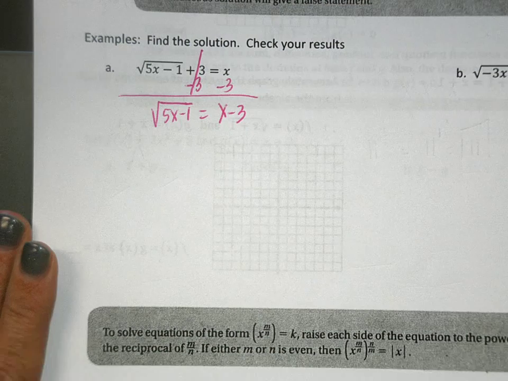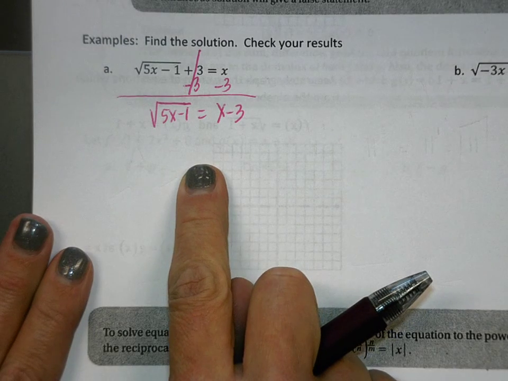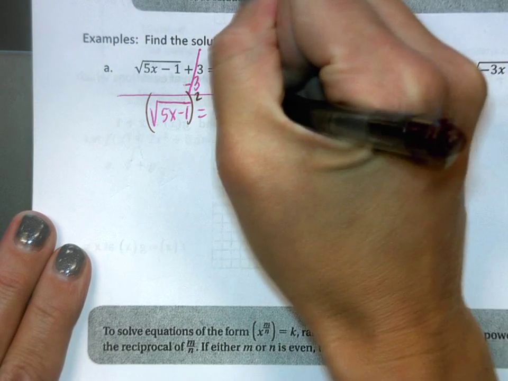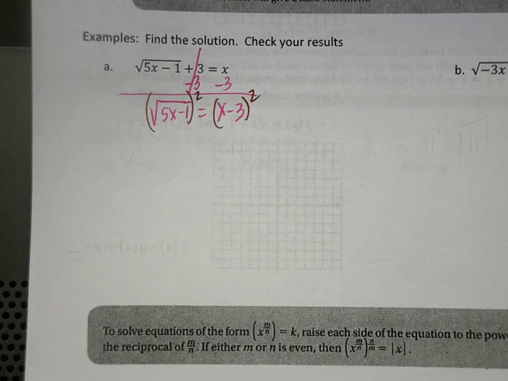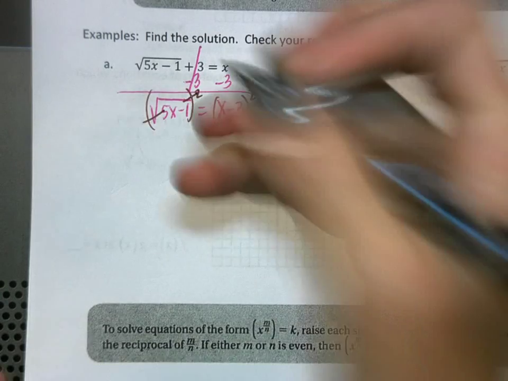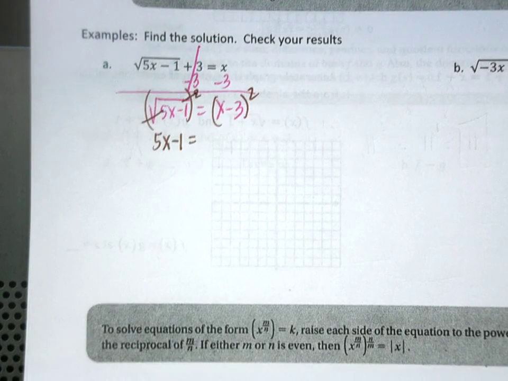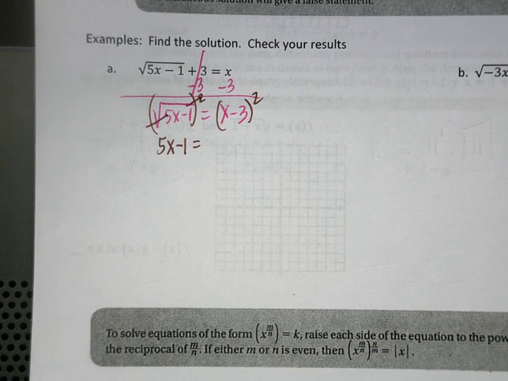Is the root by itself now? Yes. Good. So how do I get rid of a square root? What power do I raise it to? 2. And whatever you do to one side, you have to do to the other side. The whole purpose of this is to get rid of the root, correct? So when I'm squaring the square root, we get 5x minus 1 equals, and whenever you square a square root, whatever's inside just comes out.